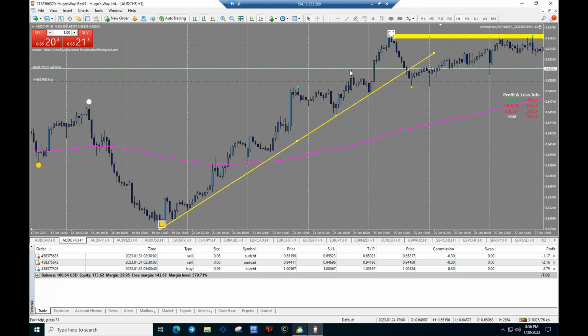Get 20 and get out. Because when you start chasing it, what's going to happen? It's going to burst on you, hit your trailing stop, hit break even. Get 20.